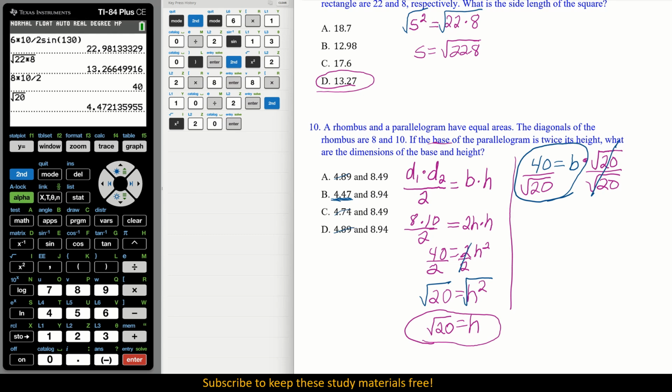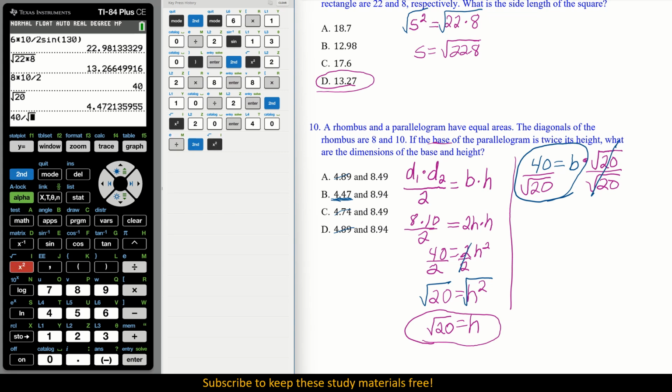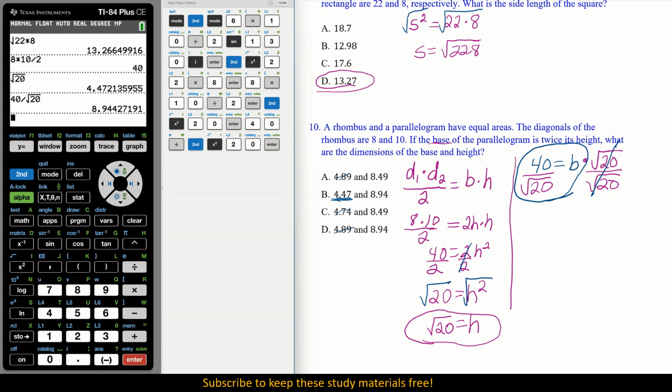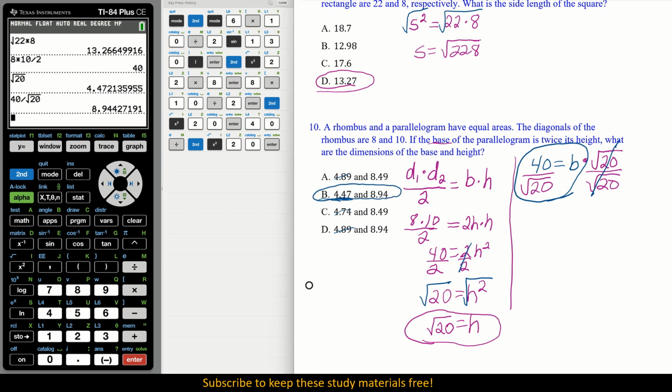So let's follow through with our base. That'll be 40 divided by second, go get our radical and put in our 20 and enter. And we have 8.94, and that works. So the only one that'll be what we need is option B. Okay, and that's the last question in this video.